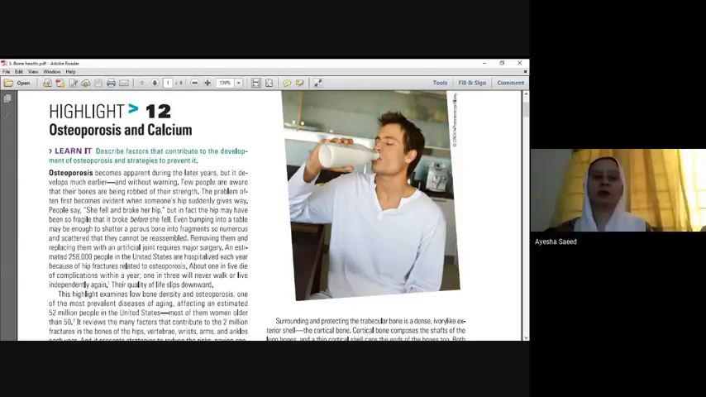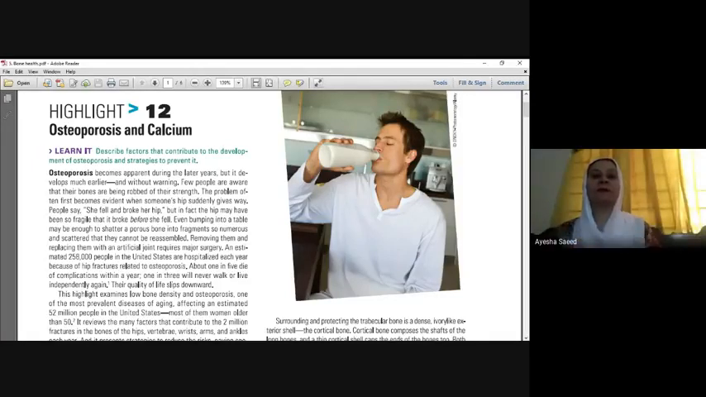So when there's a deficiency of calcium in the body, it is drawn out from the bones. The problem often becomes evident when someone's hip suddenly gives way. People say she fell and broke her hip, but actually the hip may have been so fragile that it broke before she fell. So fractures are the first sign of osteoporosis.